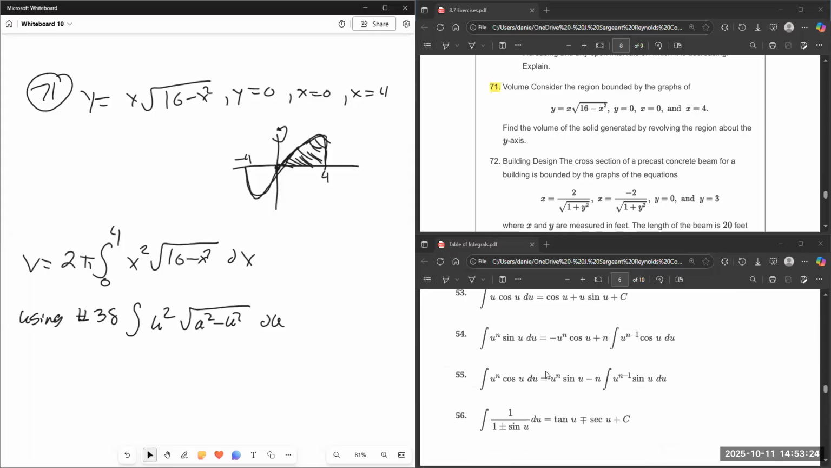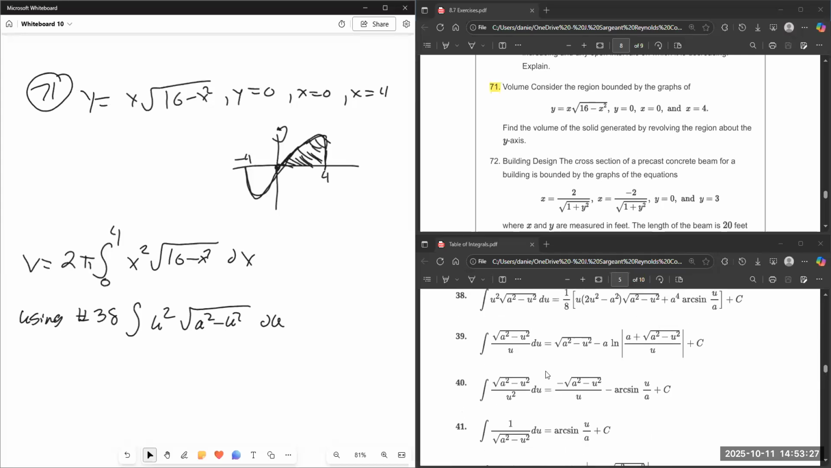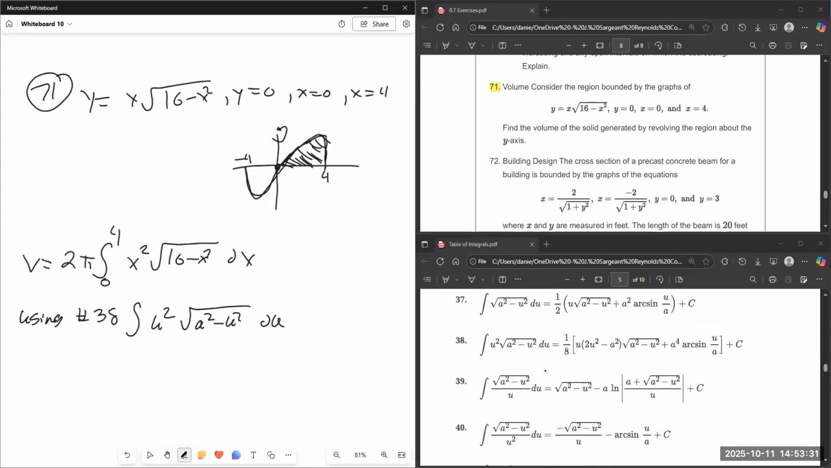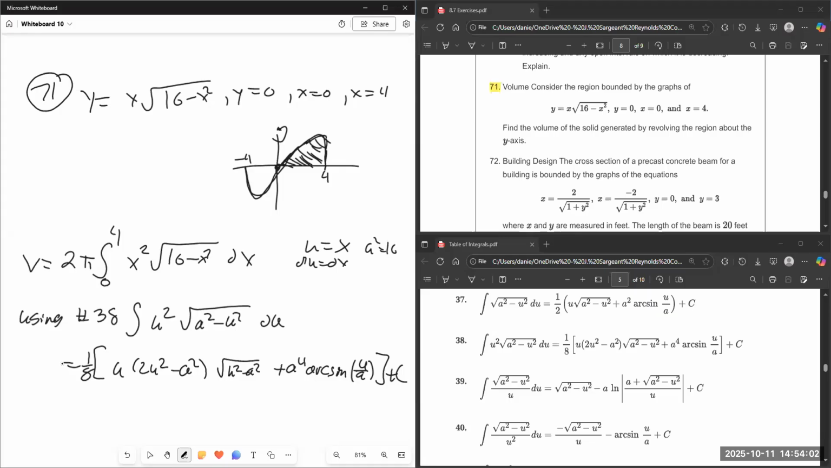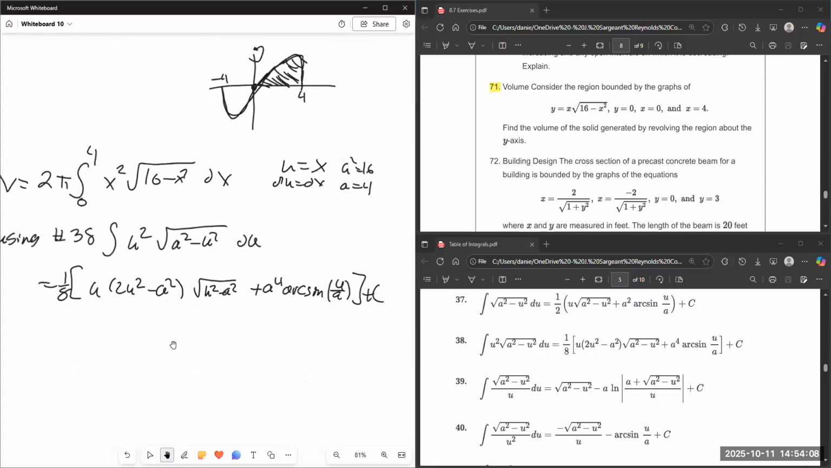And that is right there. And it's equal to 1/8 of u times 2u squared minus a squared, square root of a squared minus u squared, plus a to the 4th arc sine of u over a, all that plus C. So u is equal to x, du is dx, a squared is 16, a is 4. Don't forget you have the multiplier of 2 pi out front.